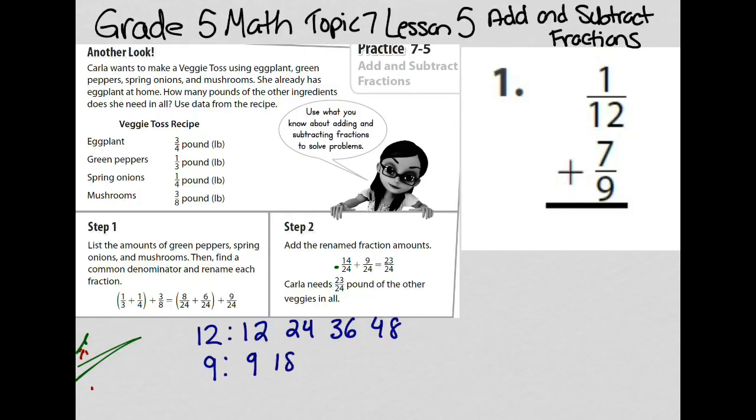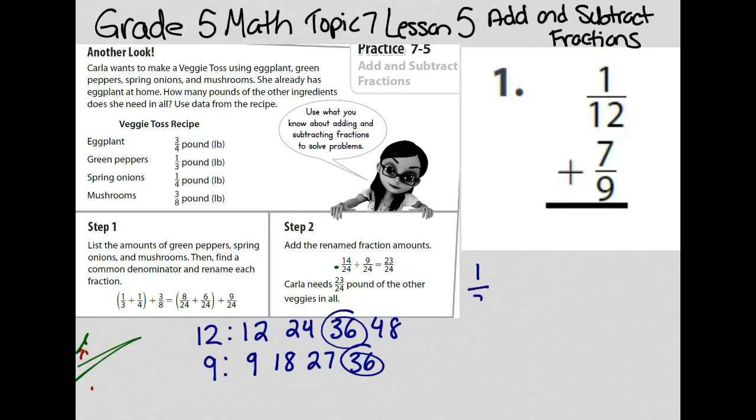So I have 9, 18, 27, 36. Oh, 36. Those two numbers are in common. So I know that I have the common denominator of 36 and 36. Now I need to work with the numerators to create equivalent fractions to be able to add them.